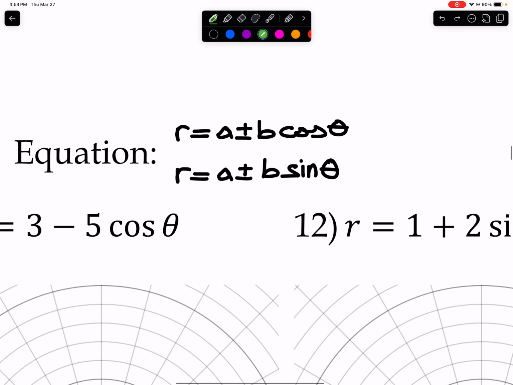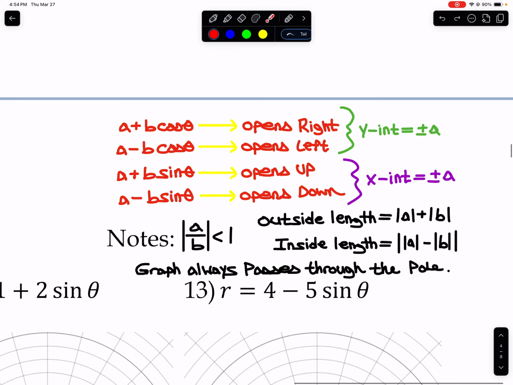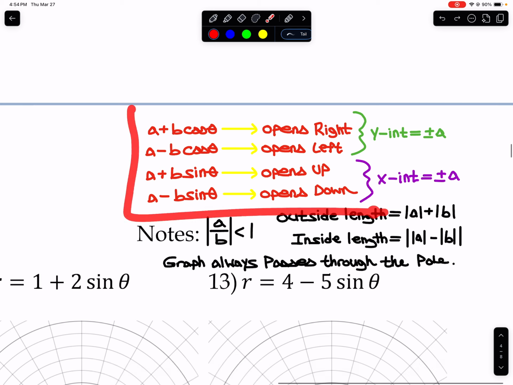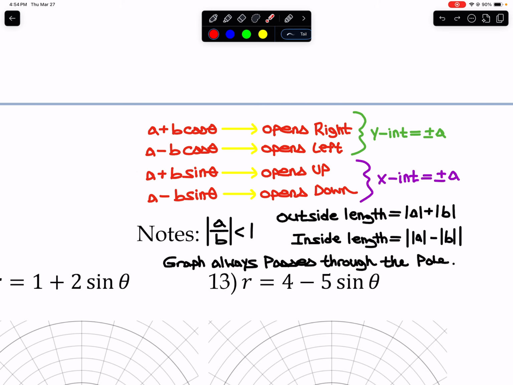Now your equations are going to be in terms of either sine or cosine. So we can do a plus b cosine, or we can do a minus b cosine. And same idea with sine, we could do a plus b sine or a minus b sine. So that generates 4 potential equations that we can have. And these 4 equations over here are what I refer to as the big 4. We're going to use the big 4 pretty often with these equations. So anytime I mention the big 4, I'm just referring to these equations here.